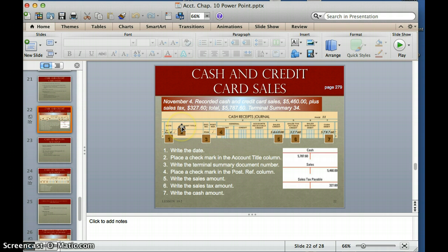So here is an example of a cash and credit card sales. On November 4th, recorded cash and credit card sales for $5,460 plus sales tax of $327.60 for a total of $5,787.60. Terminal summary 34. Okay, so the first thing you're going to do is write the date in your cash receipts journal. And as soon as it said received cash, you knew it went in your cash receipts journal.